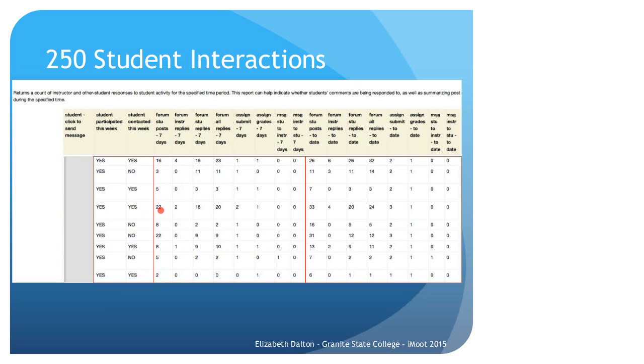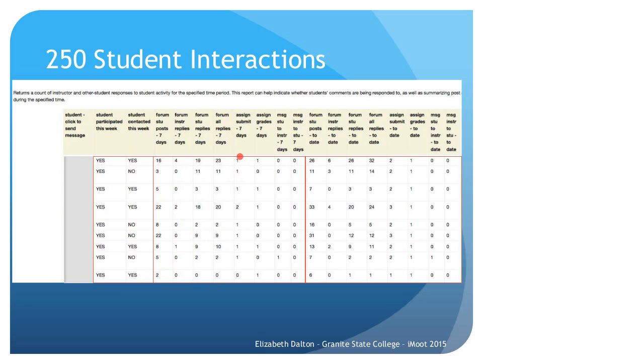Here, I have a student who posted 22 times and got 18 responses back from other students. It's probably fine that the instructor has only responded to this student 2 times because probably only 2 of those were substantive. So this just gives the instructor a quick overview of what the communications are looking like in the course.